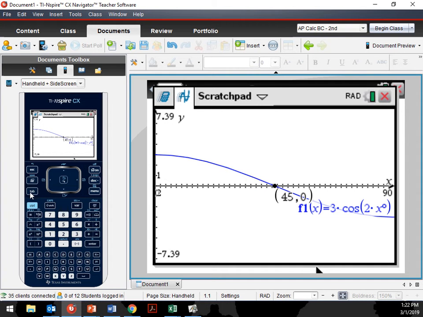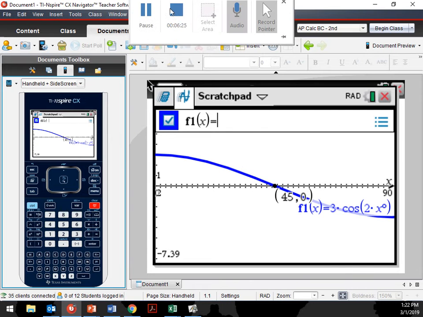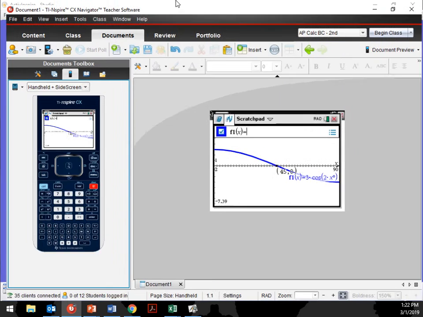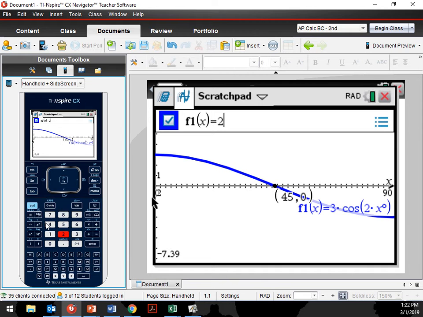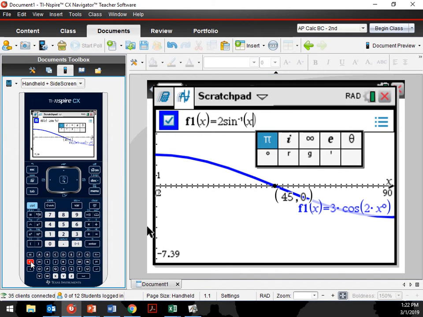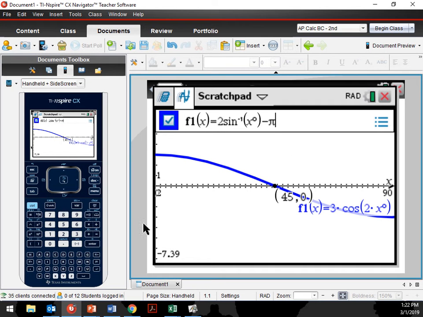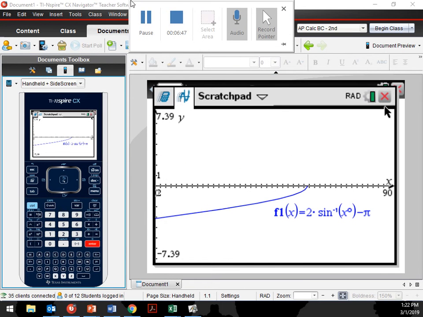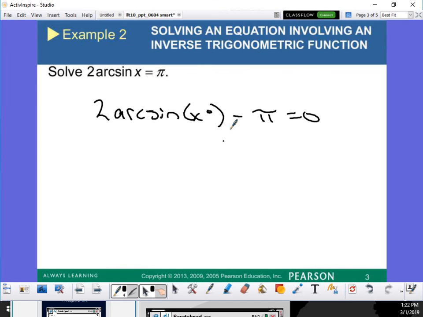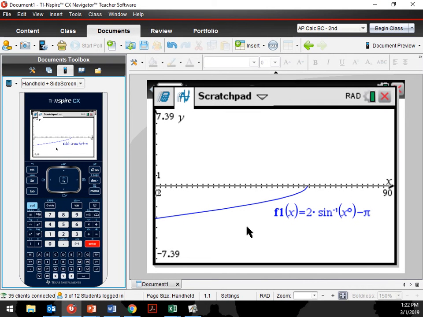So tab, go up, clear my old one. And what's it say? 2 arc sine x degrees minus pi, right? There you go. Hit enter. Now, crap. Dang it, messed this one up. Here it is. Okay, so change the window.